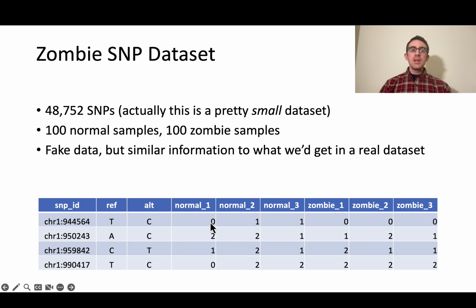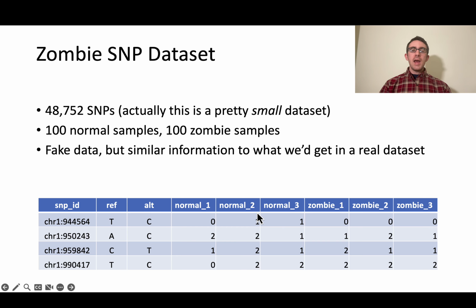So a 0 means that person had 0 copies of the alternate allele for that SNP position. And by default, that means they had 2 copies of the T allele, because I made the simplifying assumption that there's only one possible alternate allele. If they have 0 copies of the alternate allele, both of their 2 copies must be the reference allele, which is a T in this case. So a 0 here means 2 copies of the reference allele.